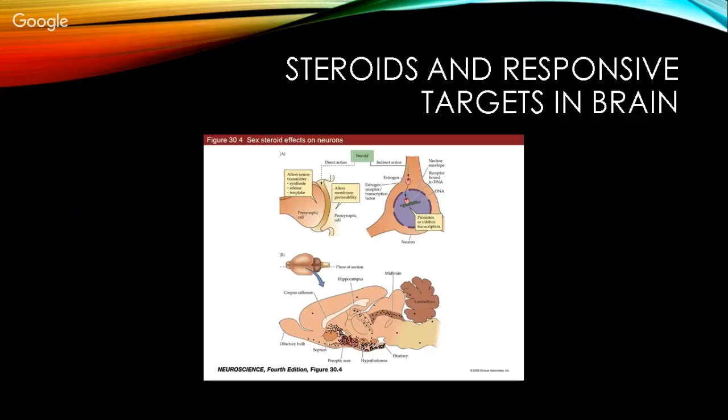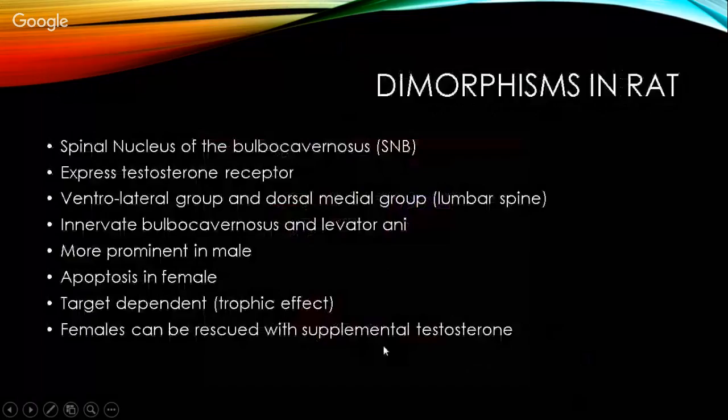Here's just a diagram showing some of the areas where everything's acting. This is the presynaptic cleft and postsynaptic cleft. There's receptors in there for steroids. They're then transported back to the nucleus where they do their activity. The bottom part of the diagram is the rat brain showing the areas where there's estrogen receptors, etc. A lot in the midline structures. This would be close to the hippocampus, the thalamic areas. So kind of crucial for pituitary function.